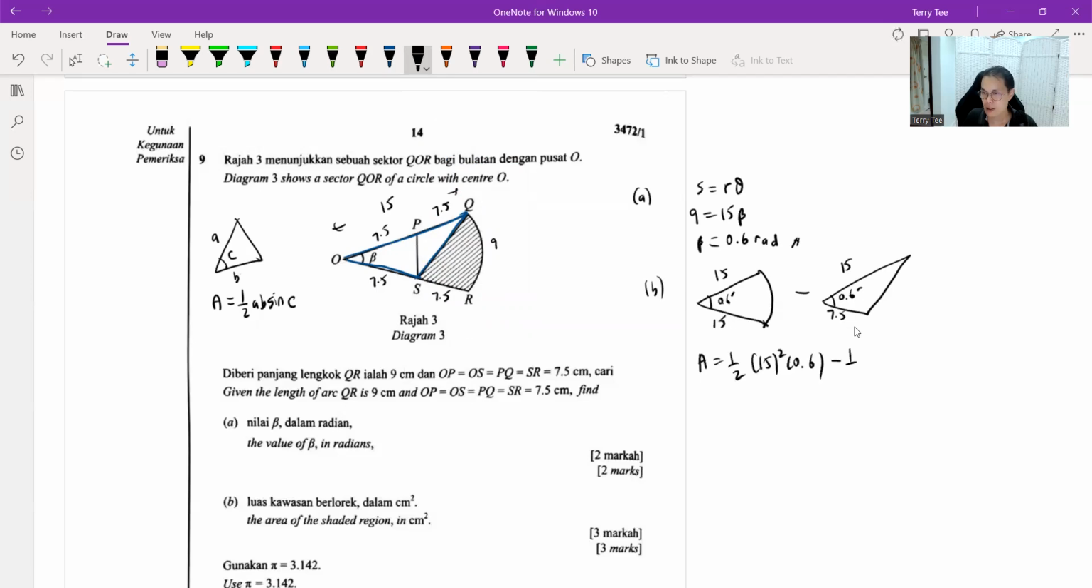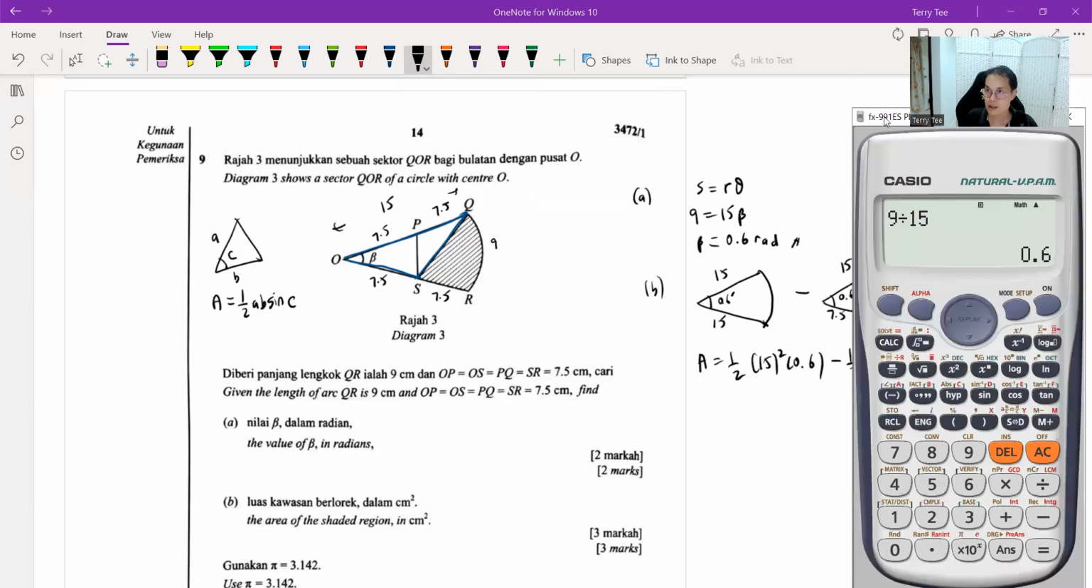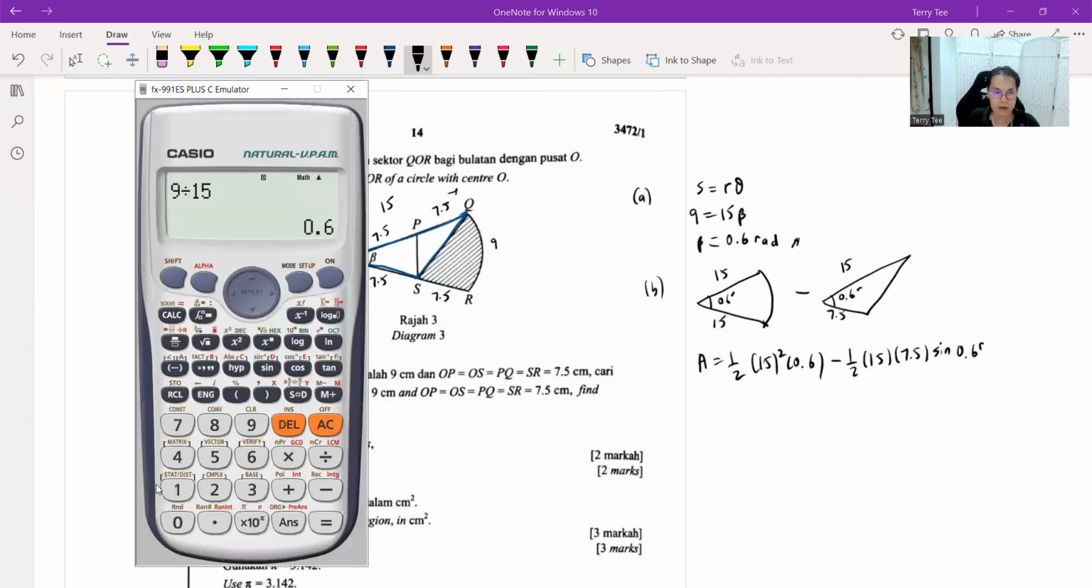Then for the area of the triangle, I use half AB sine C, with C being 0.6 radian. Okay, so let's calculate this. Your half AB will be r squared first, r squared theta. Theta is 0.6. You minus half, your r is 15, your AB is 15, and 7.5 sine 0.6.